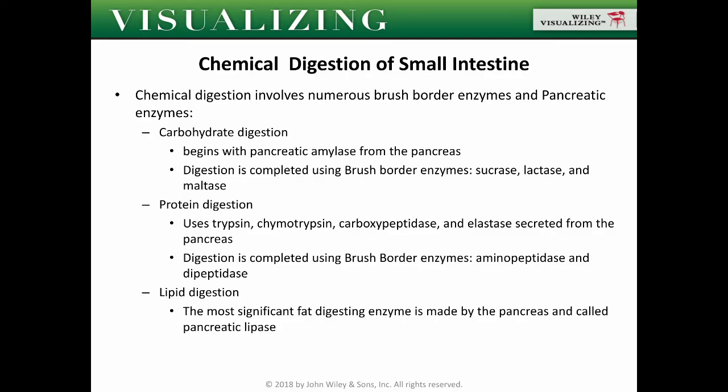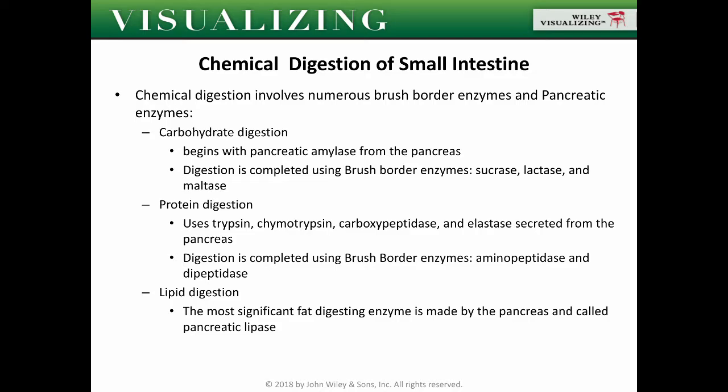Digestion is completed using brush border enzymes: the sucrase, the lactase, and the maltase. When we say brush border enzymes, these are the ones attached to the walls or linings of your small intestine. Protein digestion uses trypsin, chymotrypsin, carboxypeptidase, and elastase secreted from the pancreas. If your stomach has the pepsin, the pancreatic enzymes, which are the trypsin, the chymotrypsin, and the carboxypeptidase, are the counterpart for protein digestion in the small intestine. Digestion is completed again using brush border enzymes, aminopeptidase and dipeptidase.